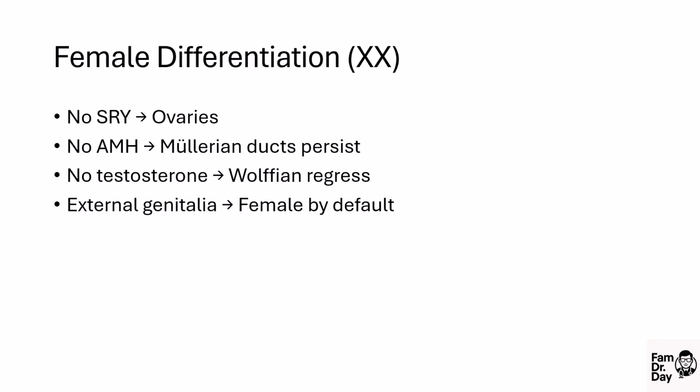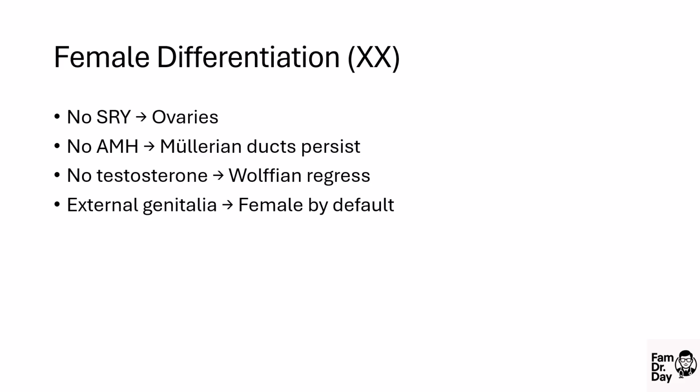Now let's look at the female reproductive development. What happens in the absence of the Y chromosome? In an XX embryo, there's no SRY gene, so instead of testes forming, the default pathway leads to ovaries. Without Sertoli cells, there is no AMH. This means the Müllerian ducts persist and go on to develop into the uterus, fallopian tubes, and upper vagina.